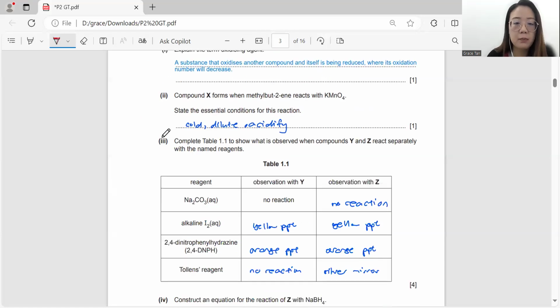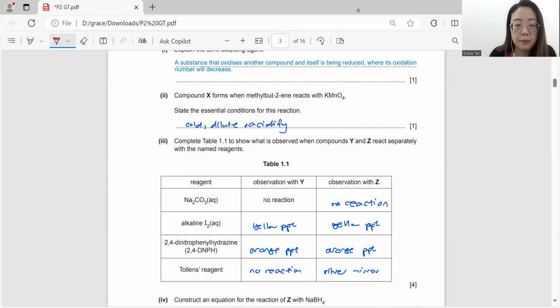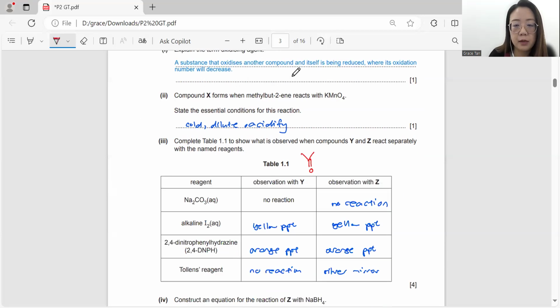So complete table 1.1 to show what is observed when compound Y and Z react separately. Okay, now Y, maybe I just draw it here. Y is a ketone, okay, and your Z is an aldehyde, which is ethanal. Like this, all right? Now, sodium carbonate will not react with carbonyl compound, so it's no reaction for both.